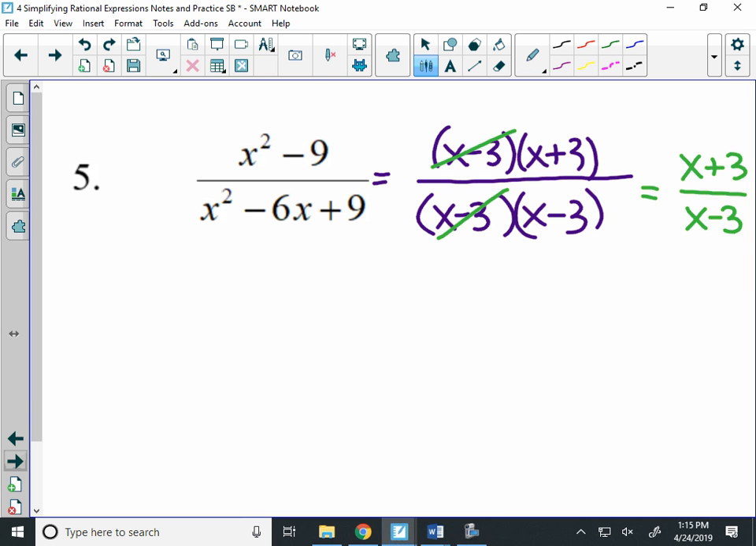Oh, but I have pluses here. Can't do it. That's it. That's as far as I can go. Because what's actually going to happen next year in pre-calc, you'll factor, you'll simplify, you'll get this x plus 3 over x minus 3. The numerator and the denominator here is going to tell you where you have asymptotes.